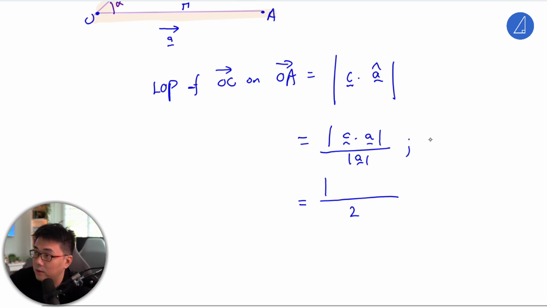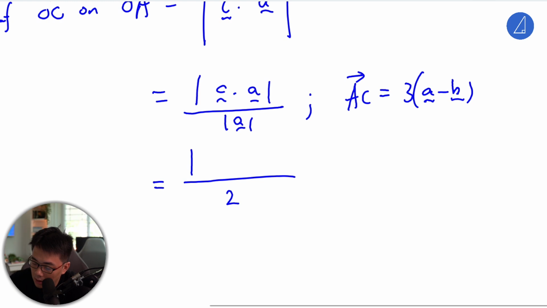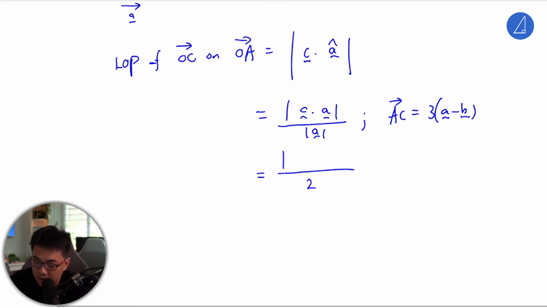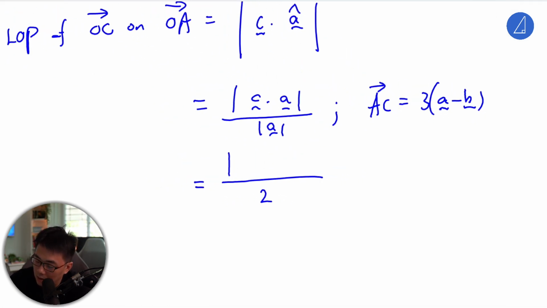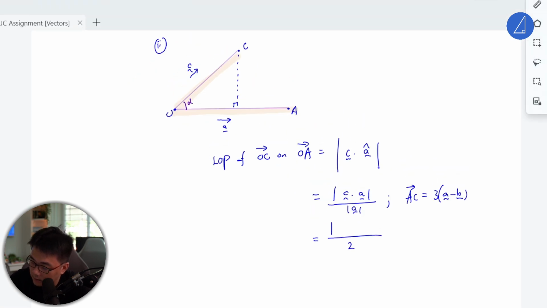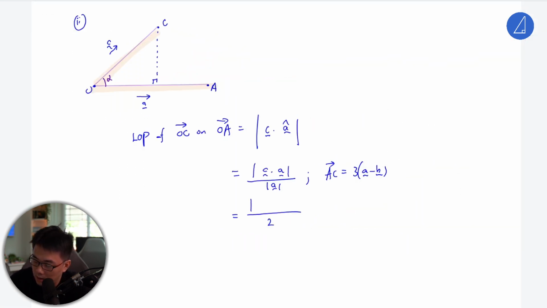Then we know that modulus A is given by 2. C is actually from the first part. We know that AC is given by 3A minus 3B, but this is AC, so we need to find out what is the C. From the first part, what I need to do is get rid of this C here. That's the whole idea there.